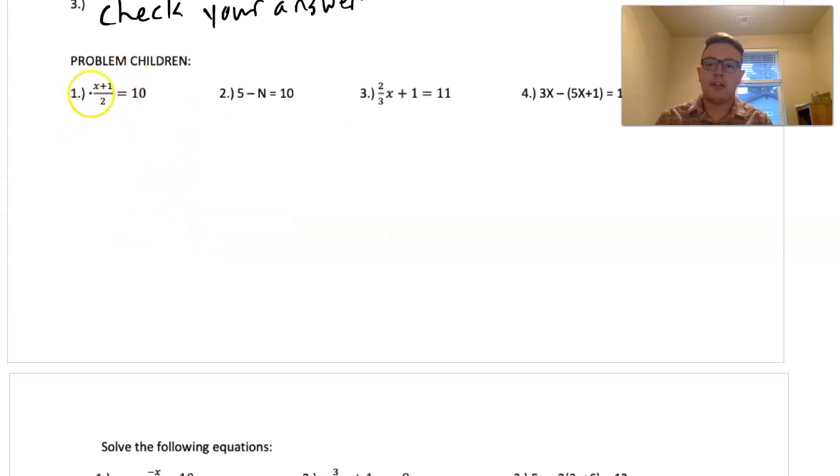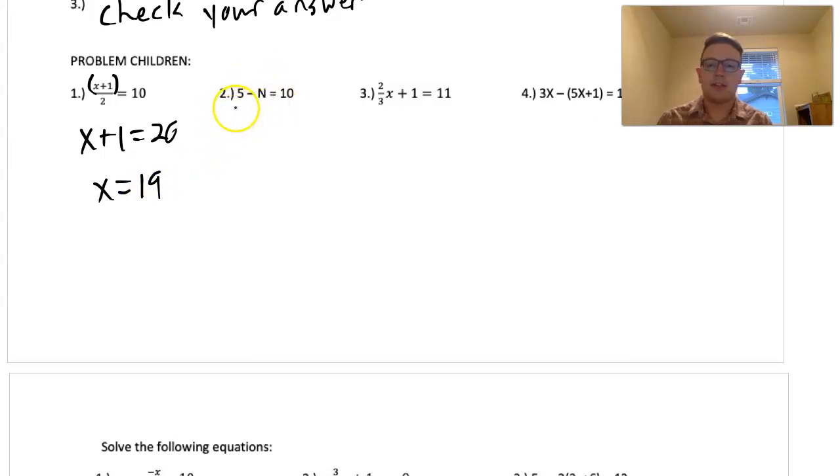First one of those, we have something like this: x plus 1 over 2 is equal to 10. Remember, when it's something divided like this, that acts almost as a pair of parentheses around here. So instead of starting by subtracting 1, we have to multiply 2 to both sides. So this will give us x plus 1 is equal to 20, which we can then subtract 1 from to get x is equal to 19.